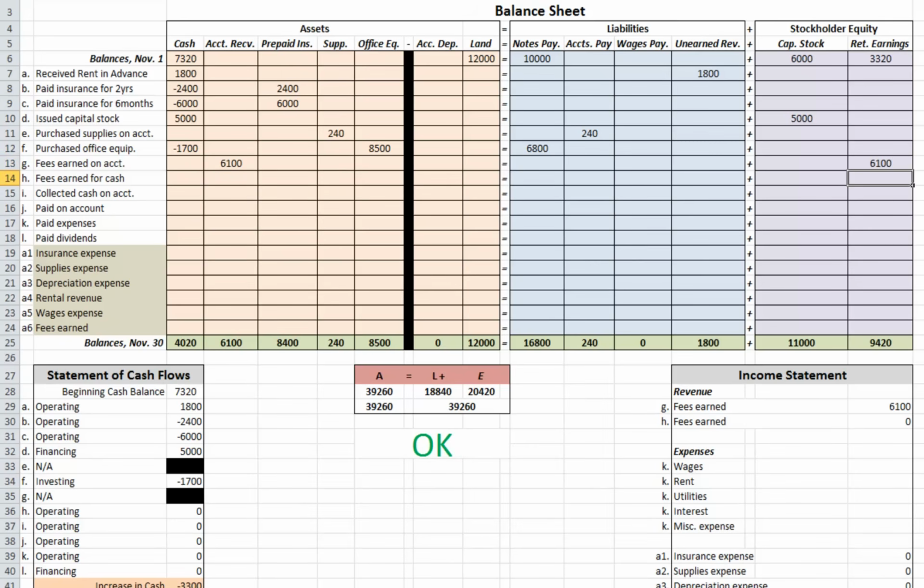So even though the earnings didn't come in cash, at least yet, it still counts as retained earnings. So our balance sheet is all balanced out. We have our fees recorded in our income statement. Nothing in the cash flows because, well, in this case, there wasn't any cash yet.